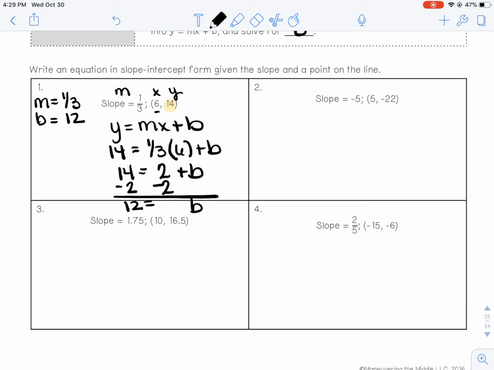All right, so now I have everything I need to write this equation. I have my m, I have my b, so I'm just going to substitute it in. y equals 1/3 x plus 12, and that's it.